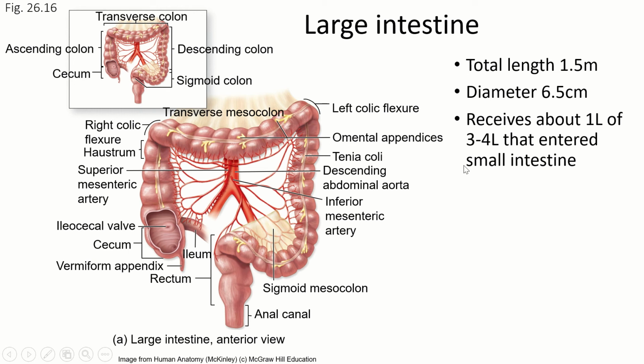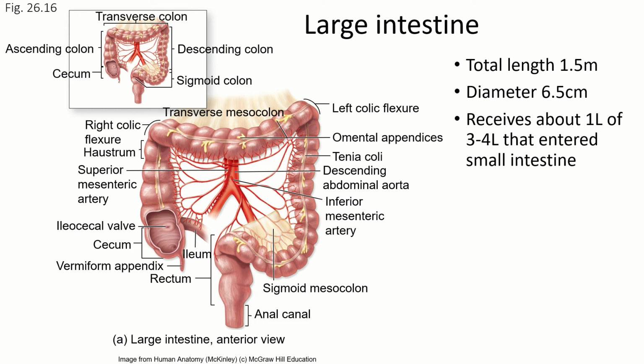Now, remember that the stomach added a ton of fluid secretions to the food that we ate. So if we ate a liter of food, it added 2 to 3 liters of secretions. We got 3 to 4 liters of chyme that entered the small intestine. The small intestine then absorbs the nutrients out of the food and a lot of those secretions. So by the time we get to the ileocecal valve, there's only about 1 liter left.